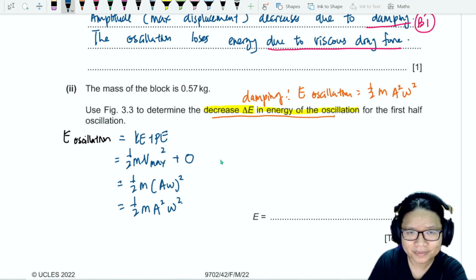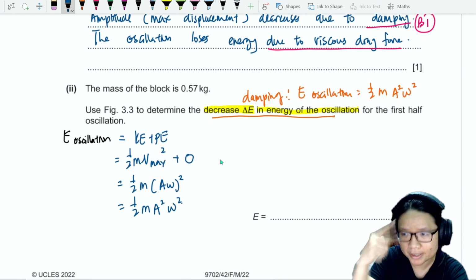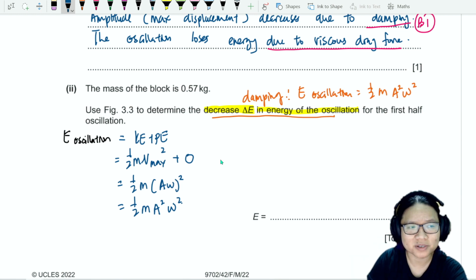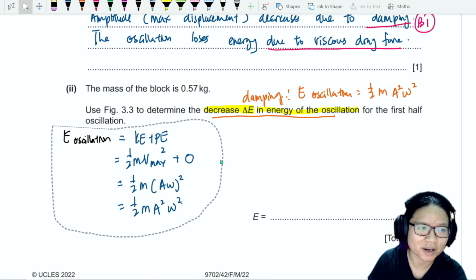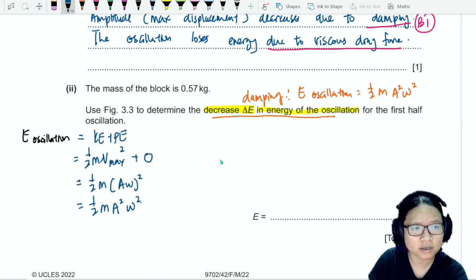Or you could just memorize it. But this is how I memorize it. I mentally go through the 4 steps in my brain because I can't trust my memory, but I can trust my algebra. So let's say you already came out with the equation, and now you want to find the change in energy.